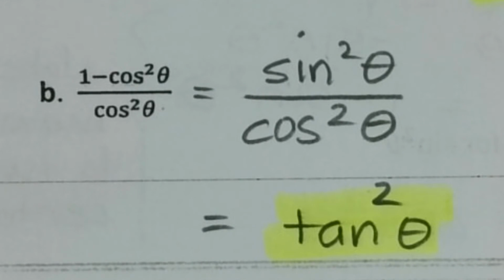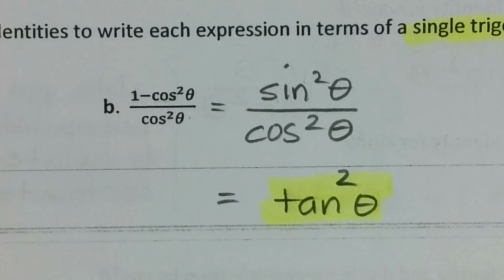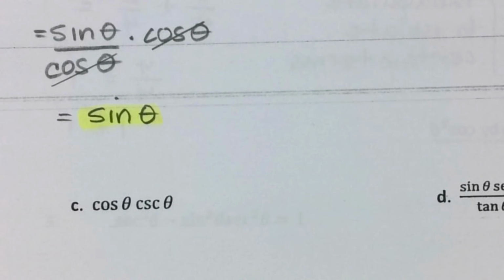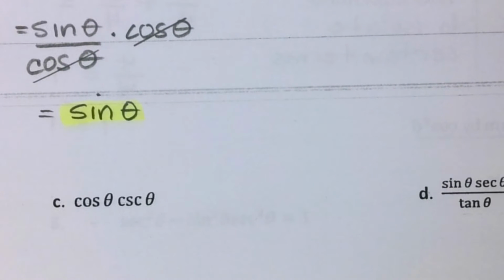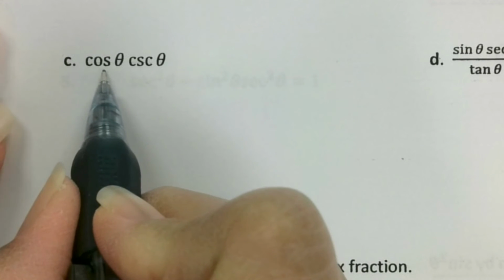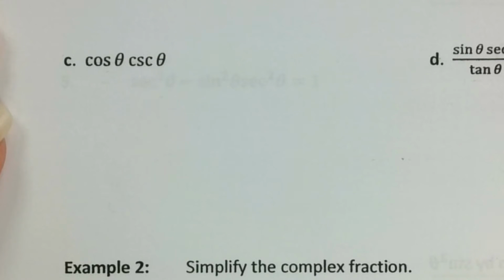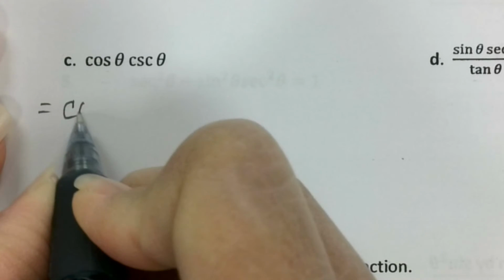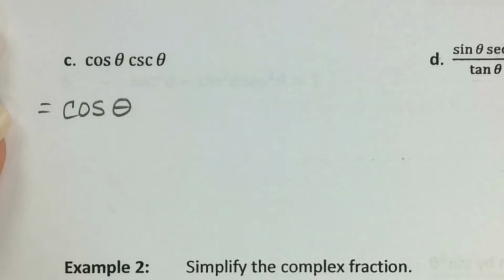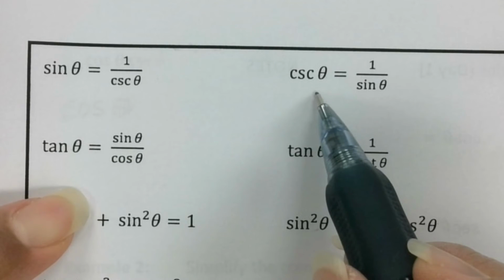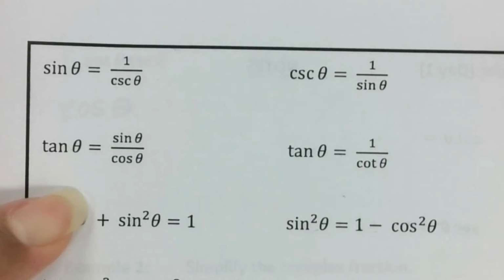Alright, let's look to the next one. Let's zoom out just a little bit here. Let's go to part C. Part C is cosine theta times cosecant theta. Alright, again, cosines and sines, don't worry about them. Leave them as is, okay? So cosine theta is just going to come down. Cosecant theta, go up to your formula chart if you still don't know it by heart. Cosecant theta is 1 over sine, so I'm going to replace that with 1 over sine.